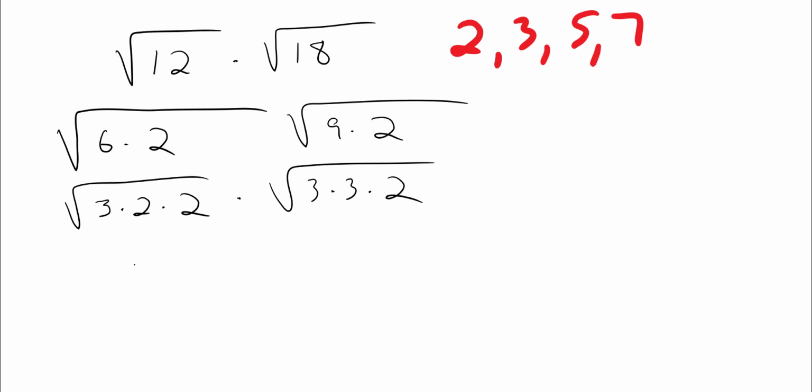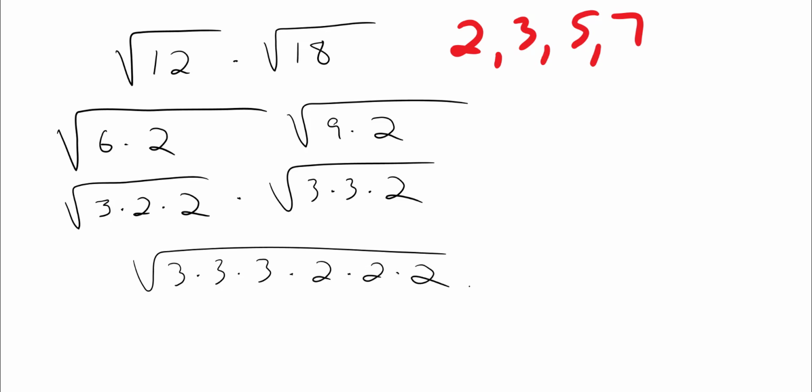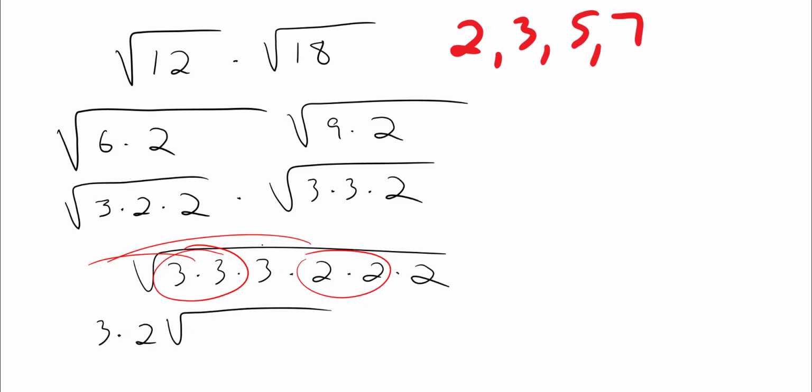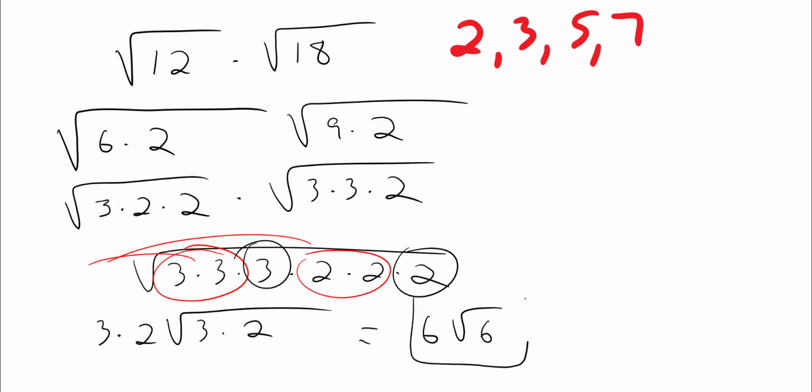Now when you put it together, this is what you get: 3 times 3 times 3 times 2 times 2 times 2. It looks complicated, but it's really not difficult, not at all. You just look for perfect 3s and perfect 2s, and those come out. The 3 comes out, the 2 comes out, and what's left over? Another 3 and a 2. So your answer for this problem is 6 root 6. That's actually easy if you split it up.